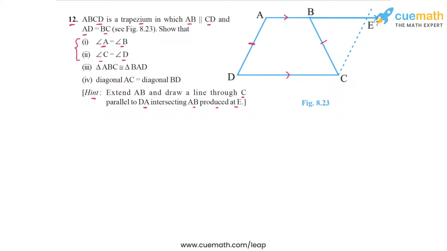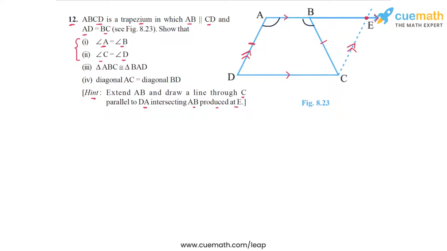AB has been extended as this ray, and through C a line has been drawn that is parallel to DA, and this line intersects AB produced at E. So this is the construction for the hint, and this hint will allow us to solve all parts of this problem. Okay, so first we have to prove that angle A and angle B are equal. And then we have to prove that angle C and angle D are also equal.